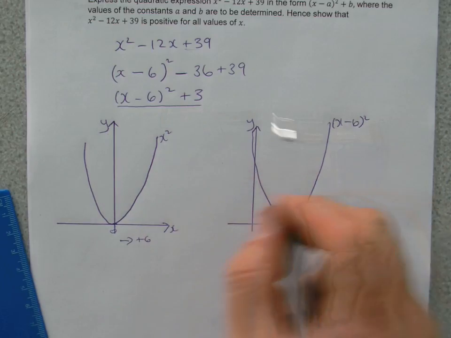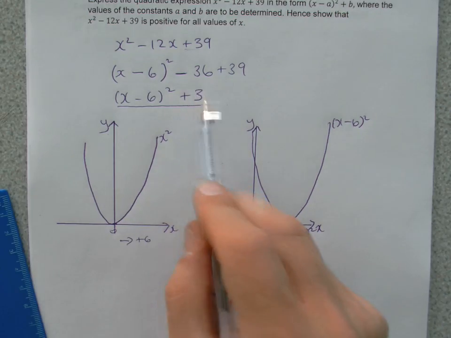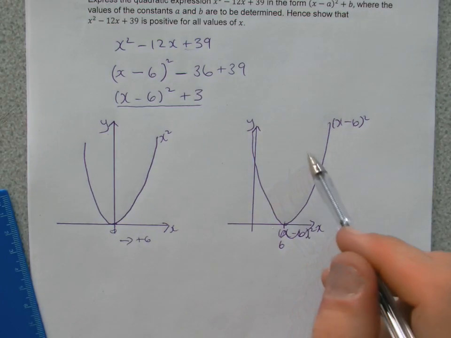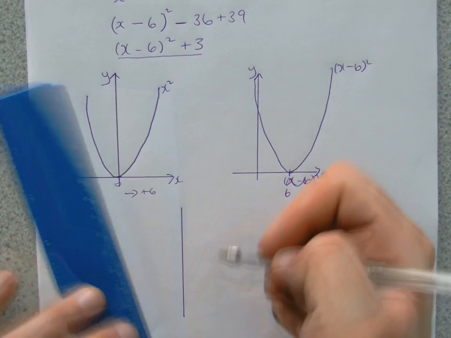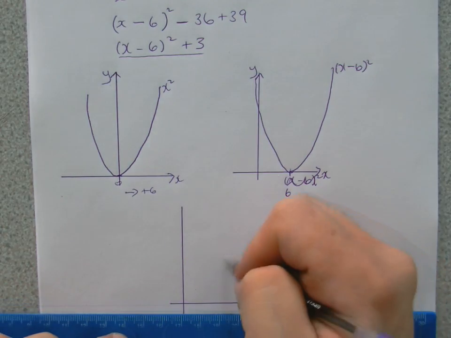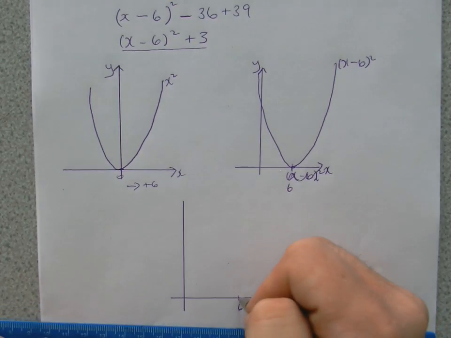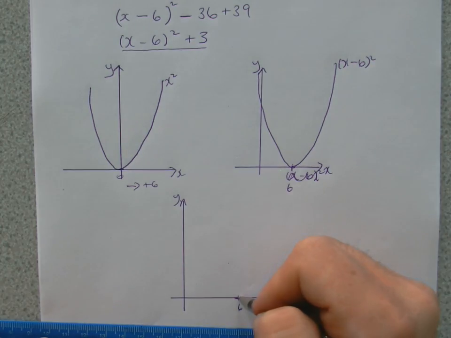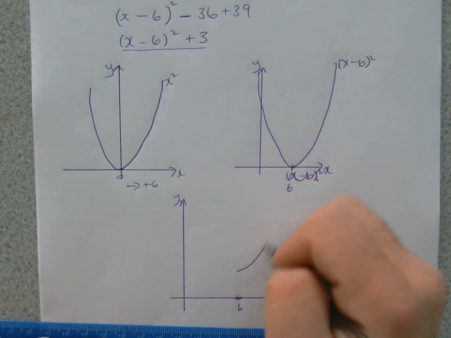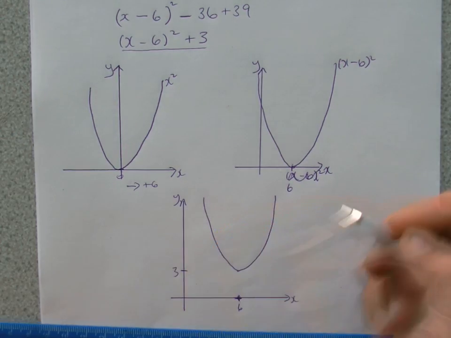Now (x minus 6) all squared is one transformation, but then I need to do the other part, which is plus 3. Adding 3 is going to affect the y value. So adding 3 means we're going to shift this graph up. It's moved across 6, but shifting up 3 means the minimum is no longer on the y-axis, it's going to shift up 3, so it's going to end up about here. So 6 on the x-axis, and 3 there on the y-axis.